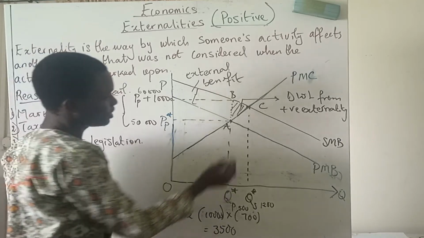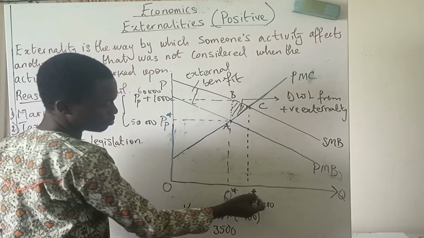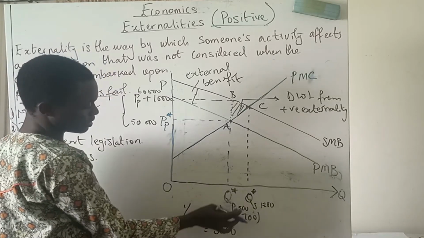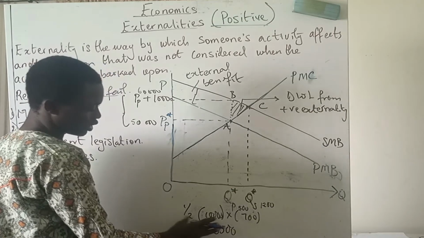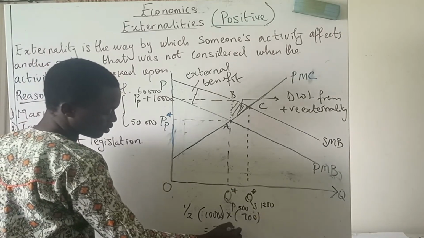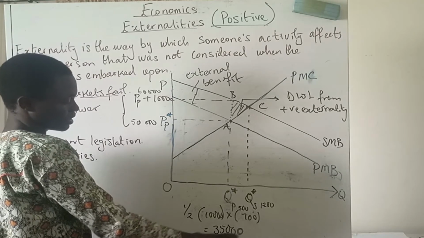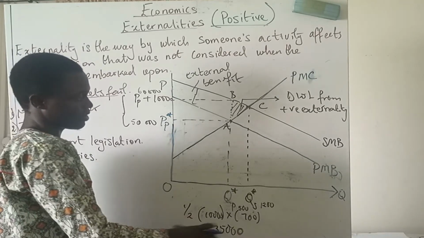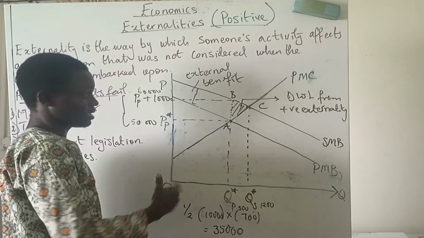Then what is the height? The height is the distance between these two quantities, and that is 1,200 minus 500, which gives us 700. So half base times height then gives us 35,000. So here the external benefit is 35,000 naira.